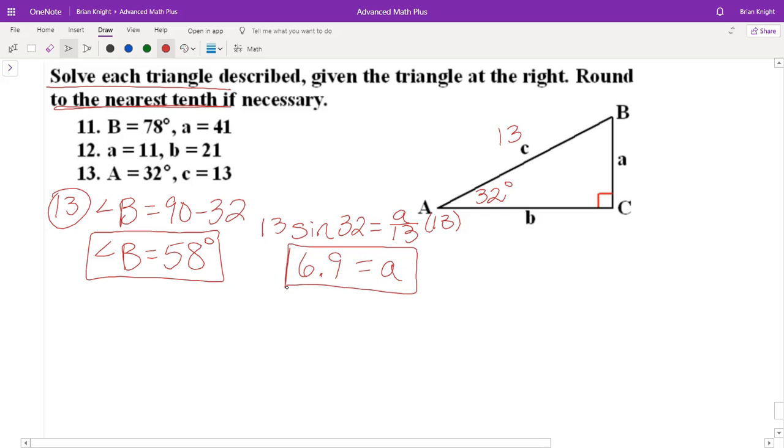And then what about B? To get B, B is what to 32? Nope. Adjacent. B is adjacent to 32. It's right next to it. So cosine of A, which is 32 degrees, equals adjacent B over 13. Multiply by 13 on both sides. 11.01, which is just 11.